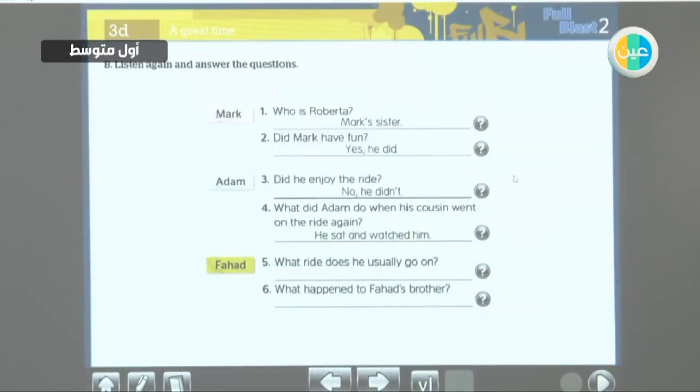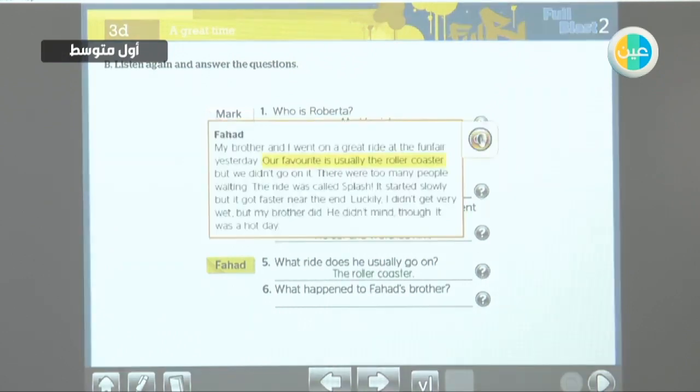Fahad, number 5. What ride does he usually go on? Yes, the roller coaster. Our favourite is usually the roller coaster.